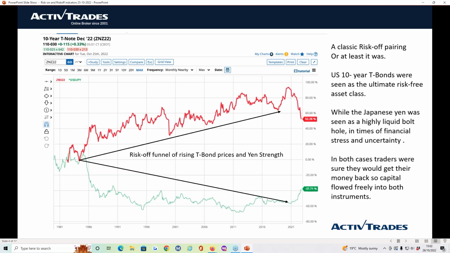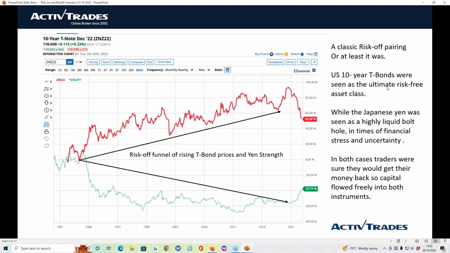Our first chart here is a chart of 10-year T-note or Treasury note futures from the US. This is the December 22 contract, but we've taken it back using the magic of charting all the way back to the early to mid 1980s. The T-bond futures price is shown in the red line, and the green line is the dollar-yen FX rate. So US 10-year T-bonds were seen as the ultimate risk-free asset class, whilst the Japanese yen was seen as a highly liquid bolt hole in times of financial stress and uncertainty.